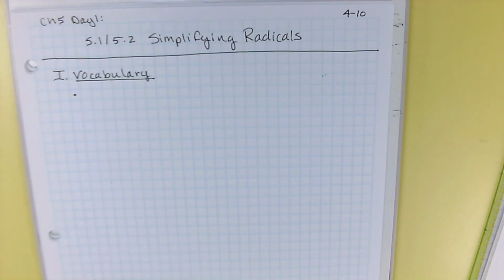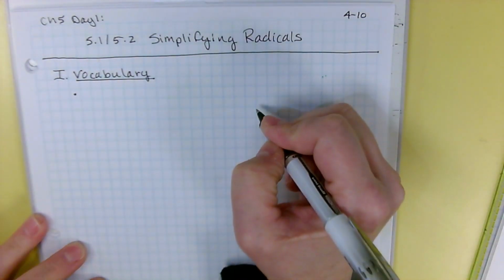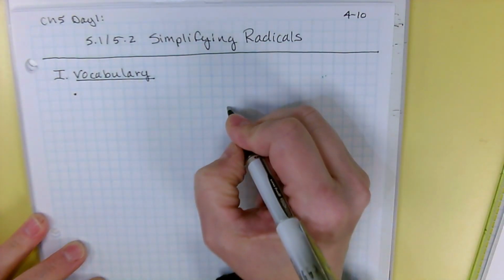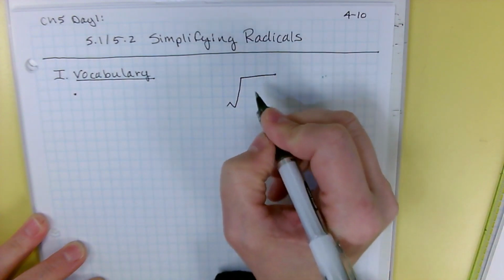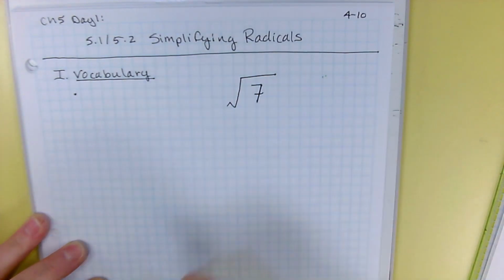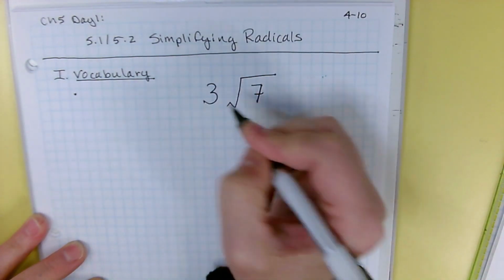Okay, so this is 5152. This is chapter 5, day 1. We're going to start with vocabulary. So over here, draw a nice big radical. You can put a 7 inside of it, and you can put a big 3 in front of it.